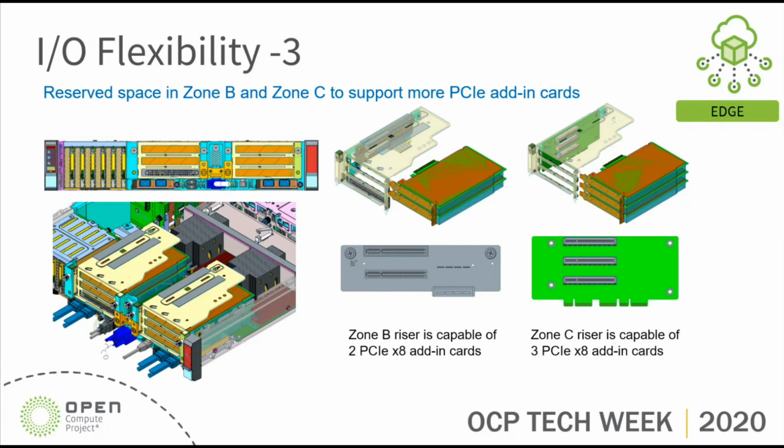The I/O flexibility number 3 is for future applications. In the ES200 design, we also reserved enough space in zone B and zone C, so that for upcoming derivative designs, you can design your own riser to support more PCIe x8 cards. First of all, in zone B, the riser is capable of supporting 2 PCIe x8 cards, regarding the PCIe signal availability. In zone C, the riser is also capable of being designed with 3 pieces of PCIe x8 cards.